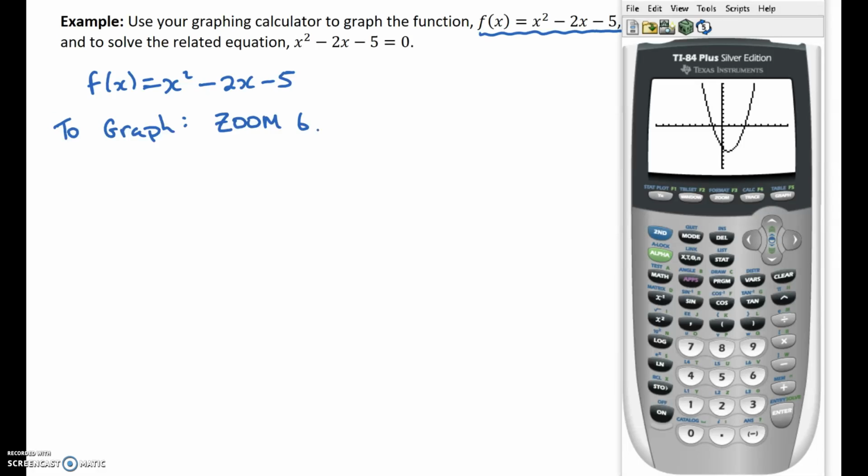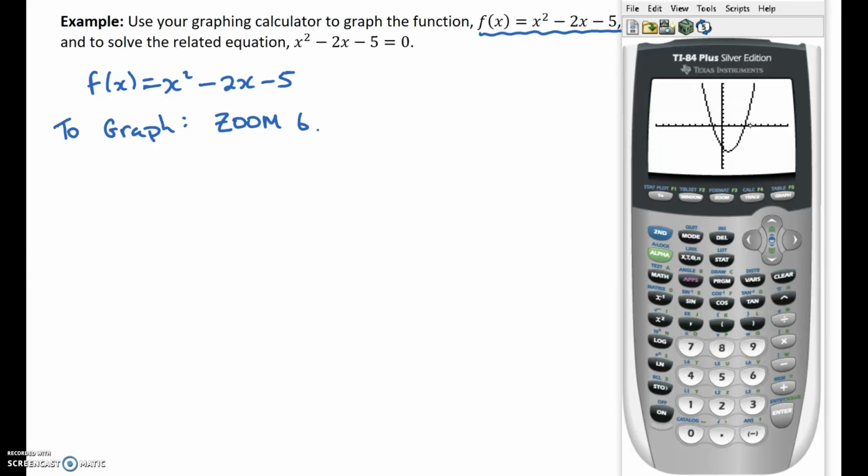Now, the next piece is to solve the equation. Remember, solving an equation of this nature means finding out where it crosses the x-axis. When we have to solve an equation with f of x equal to 0, that means look to see where the graph crosses the x-axis. And it crosses it at 2 points. It crosses it here, and it crosses it here, at those 2 points.